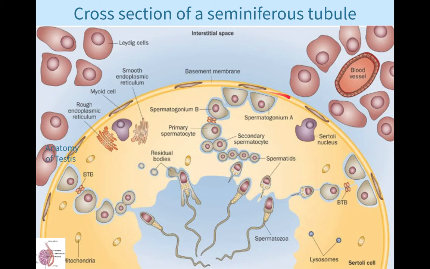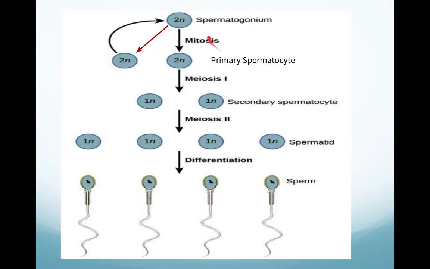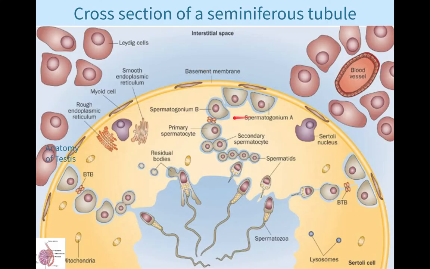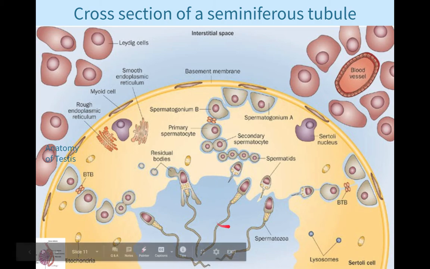We have spermatogonia that are basically attached to the basement membrane. They will undergo mitosis to create a primary spermatocyte, so here's the primary spermatocyte. Notice how as these cells start to divide, they start to migrate from the basement membrane to the middle of the tubule, which is of course connected to the epididymis.